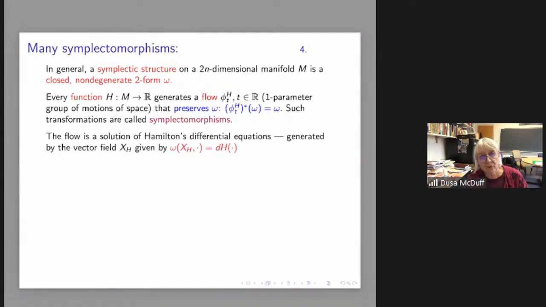And how this works is as follows. You take your function H, that gives you a one form dH. I think I can point to it perhaps with my cursor.